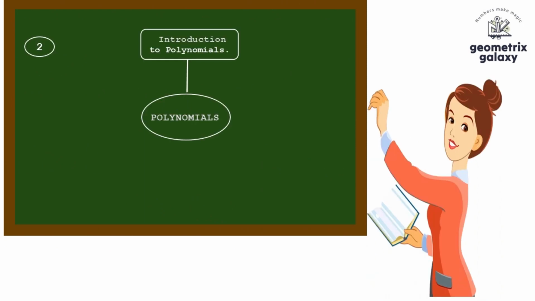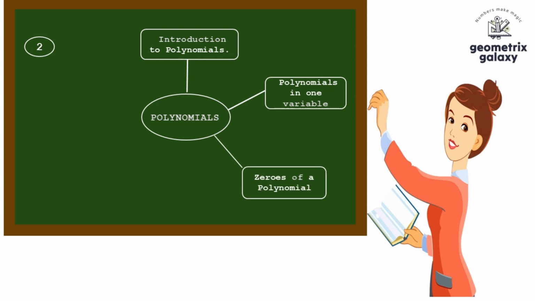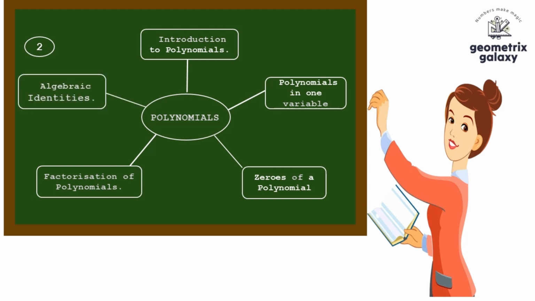Our second chapter is polynomials. A polynomial in one variable is an algebraic expression in one variable x. We can categorize polynomials in terms of number of terms as monomial, binomial and trinomial, and in terms of degree as linear, quadratic, cubic and biquadratic. Next we will see about zeros of polynomials, factor theorem and factorization of polynomials.